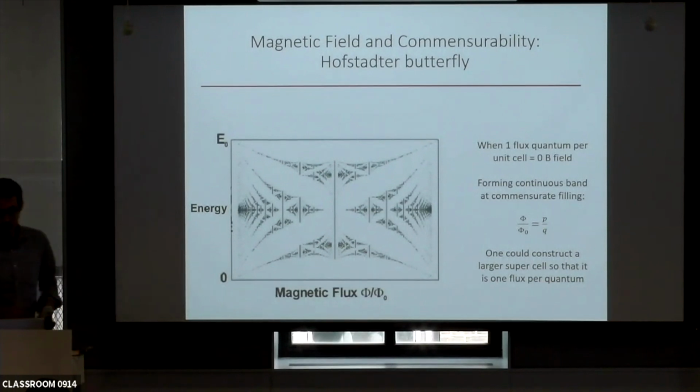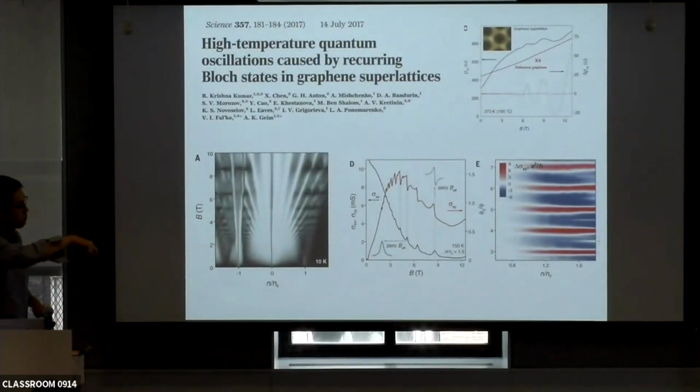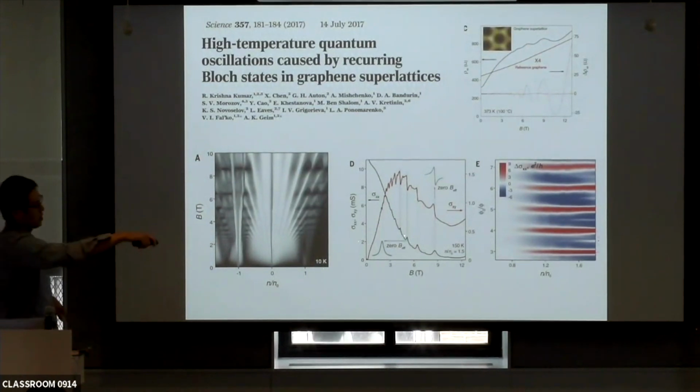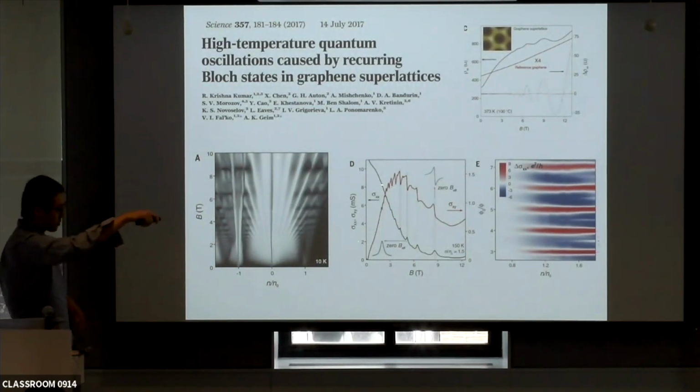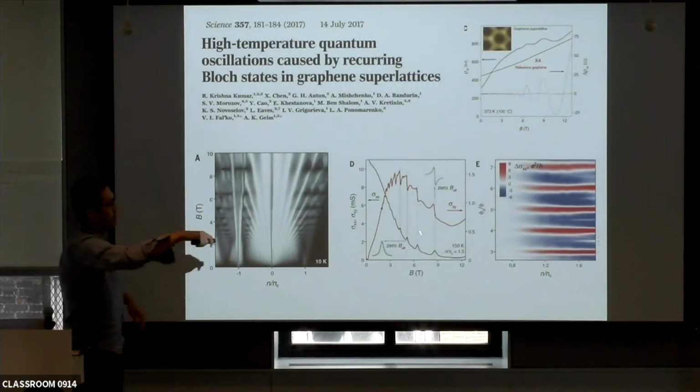And the effect of that has been observed by the Andre Geim group, where as a function of magnetic field they see oscillations in the conductance and the Hall conductivity. In the conductance, they see a peak, and in the Hall channel, they see a resonant, dispersion-like effect as a function of magnetic field.